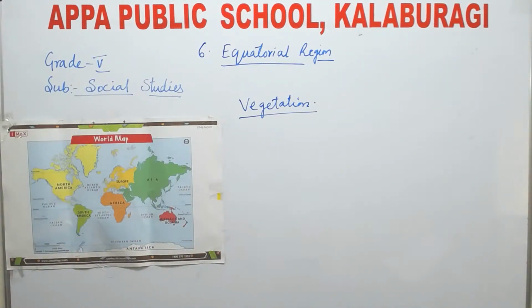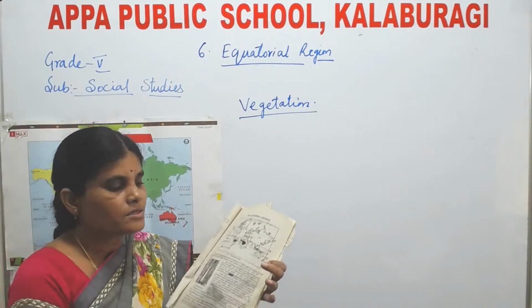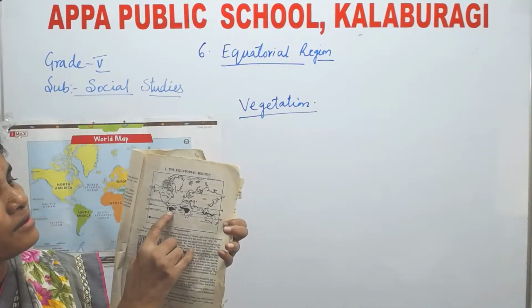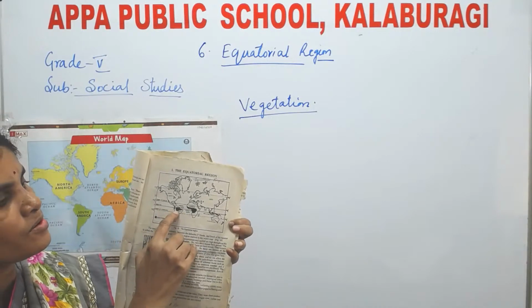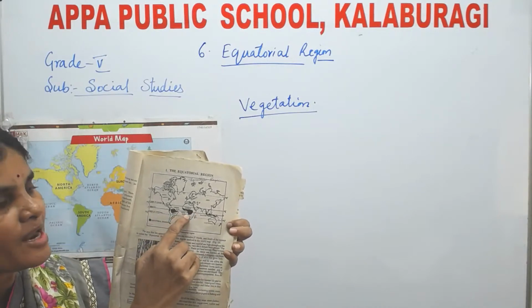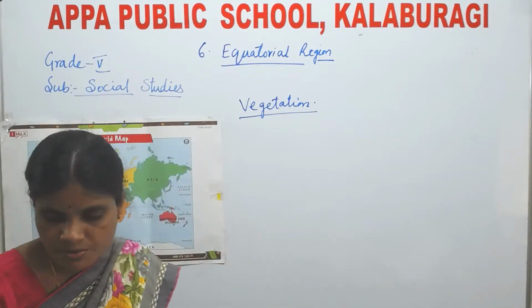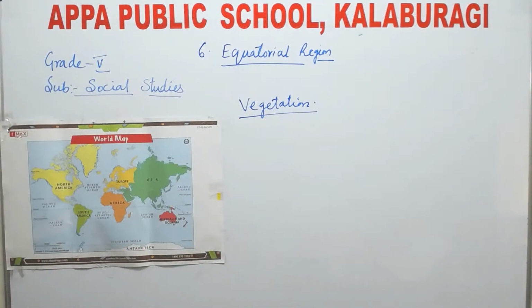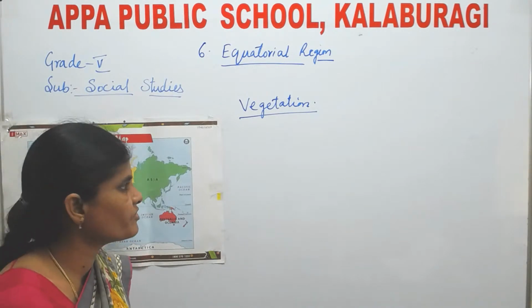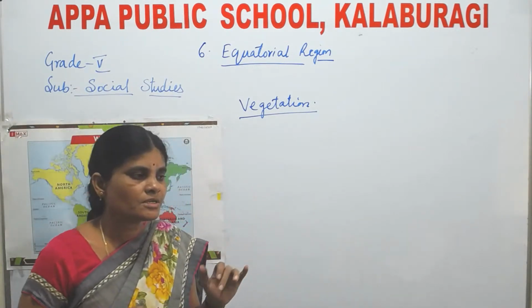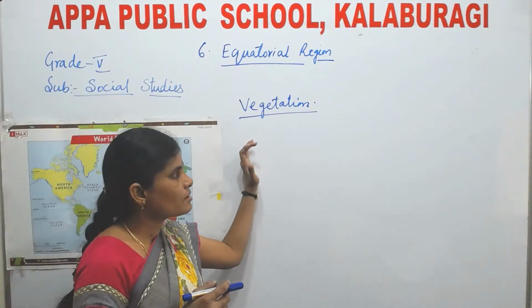Children, this is the equatorial region. The black area is there. Now you are seeing the black shaded areas. That is nothing but the equatorial region. Now let us see the vegetation. What type of vegetation is located in this region?